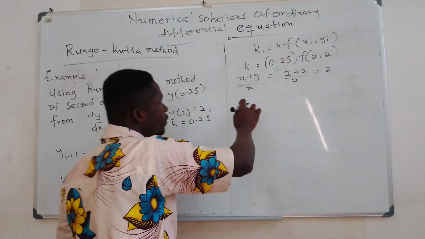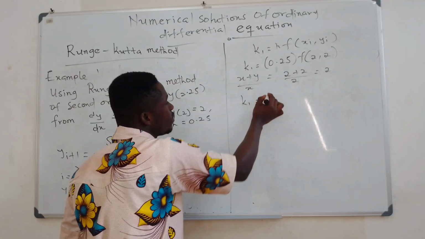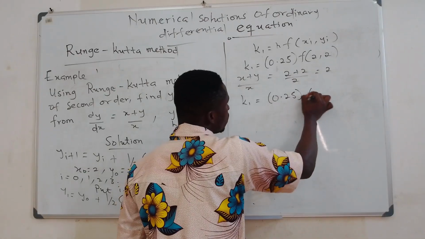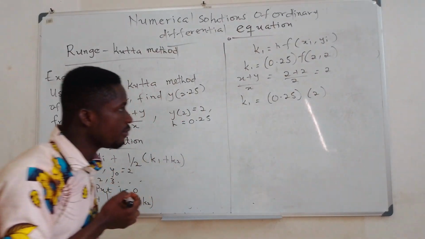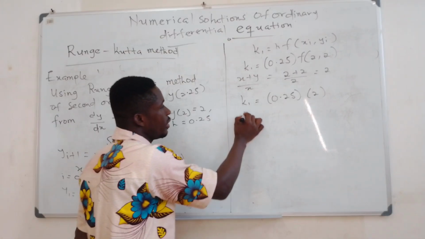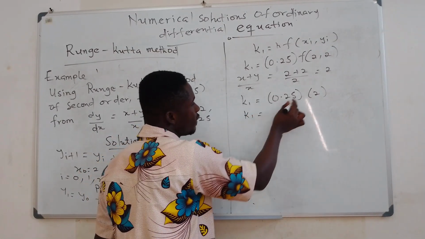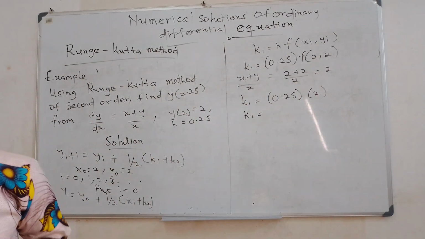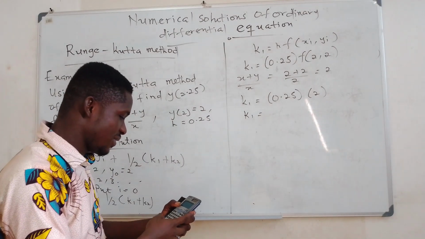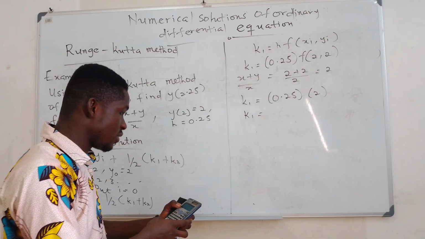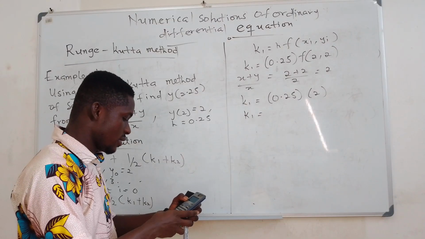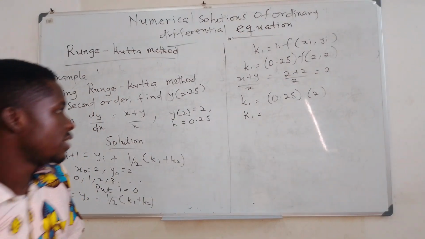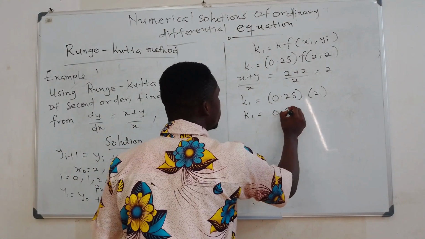Now, we know our function to be 2. So now, our k1 is equal to 0.25 multiplying 2. So let's punch it on our calculator. 0.25 times 2, and the answer is 0.5. So we have k1 equals 0.5. Very good.